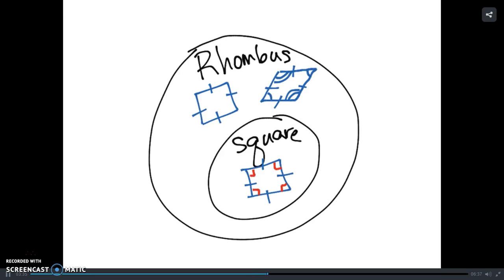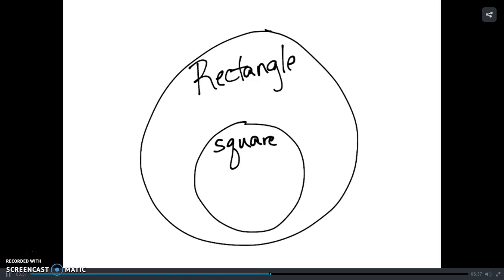A square is also a type of rectangle, because remember, a rectangle is a parallelogram, and its opposite sides are congruent. It has to have right angles. All those things are true. But the reason a square is more specific is because a rectangle doesn't have to have all four of its sides be congruent, and a square does. So a square is a type of rectangle. A square is also a type of rhombus. So it's going to be both.